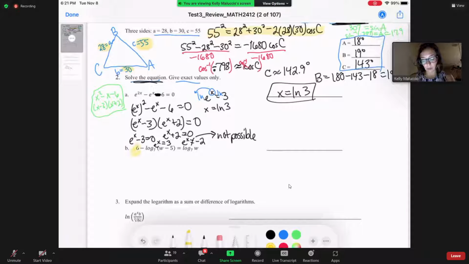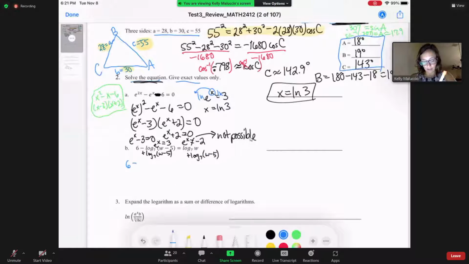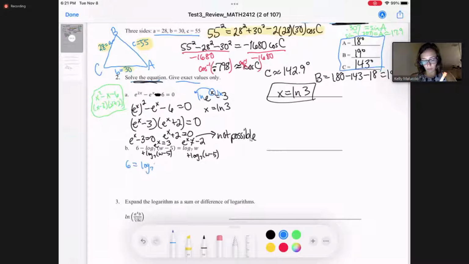Now, the next one is a little different because I see a number, then I see a log, then I see a log on the other side. What I want is all the logs to be on the same side and the number to be on the other side so that we can use the properties to combine and then rewrite it. So I could just add log base 7 of w minus 5 to both sides. And then I'd get 6 equals log base 7 of w plus log base 7 of w plus 5.